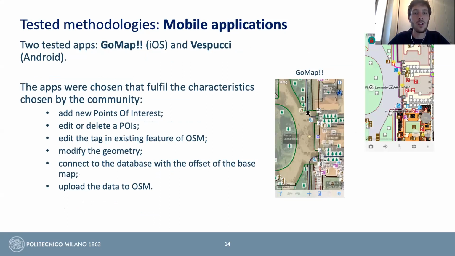The last methodology is the use of a mobile application. So the volunteers go into the field and directly insert the data inside OpenStreetMap using a mobile application. We found that the best ones were GoMap and Vespucci, because they were the only ones that provided the editing needed for the barriers that we would like to map.